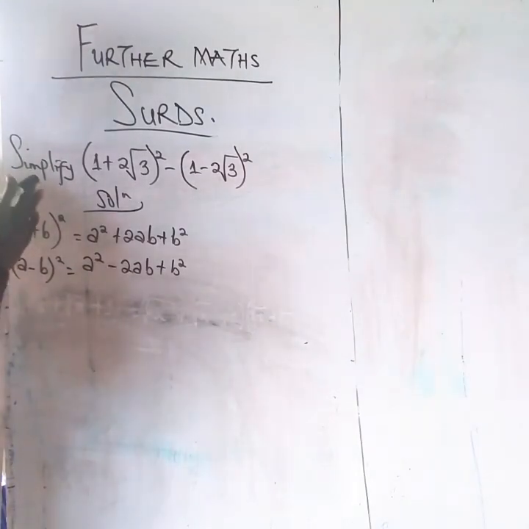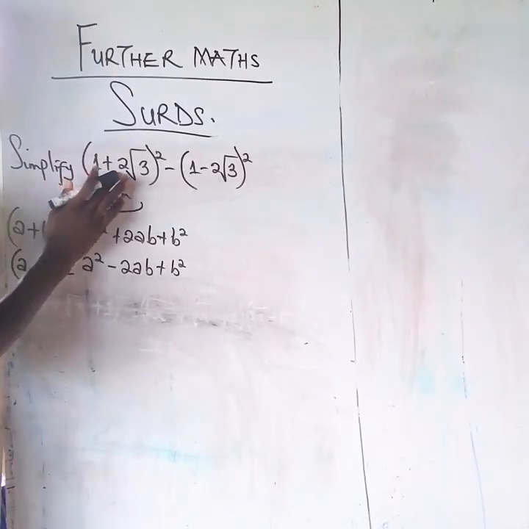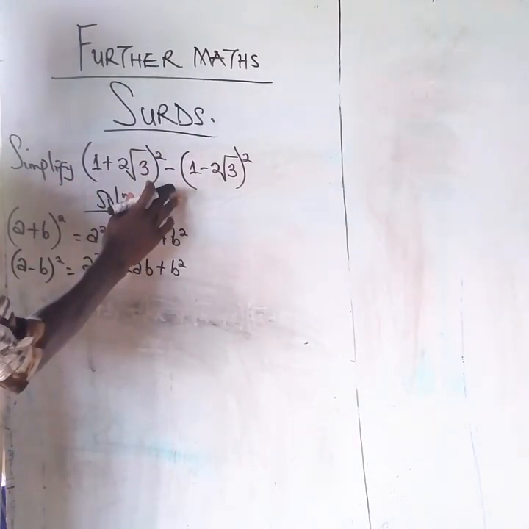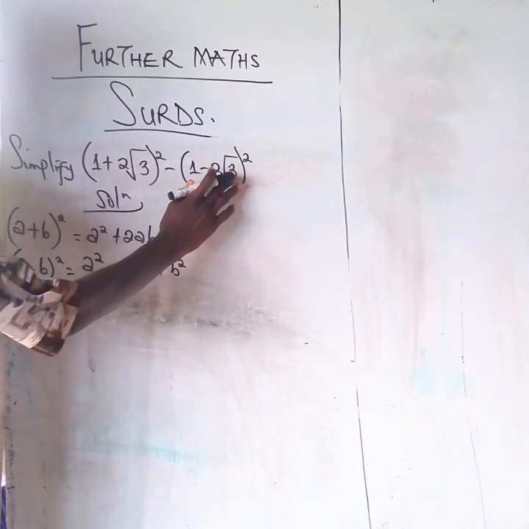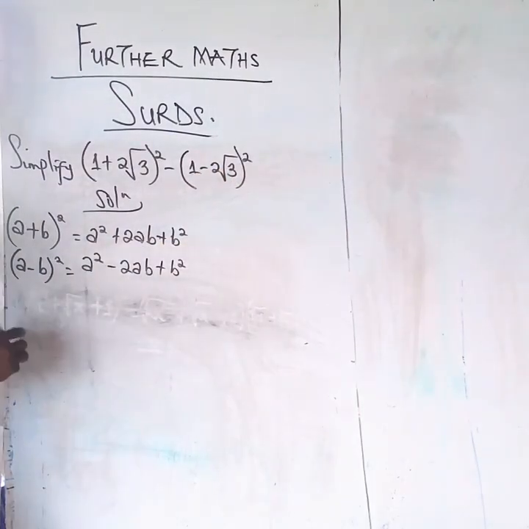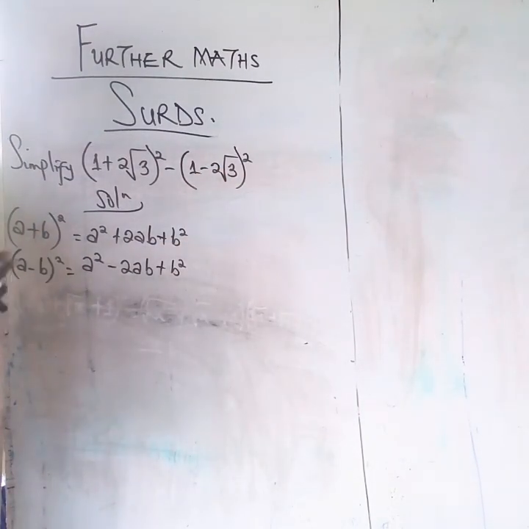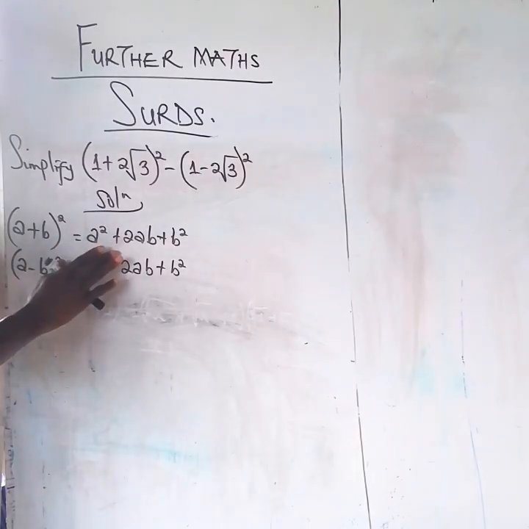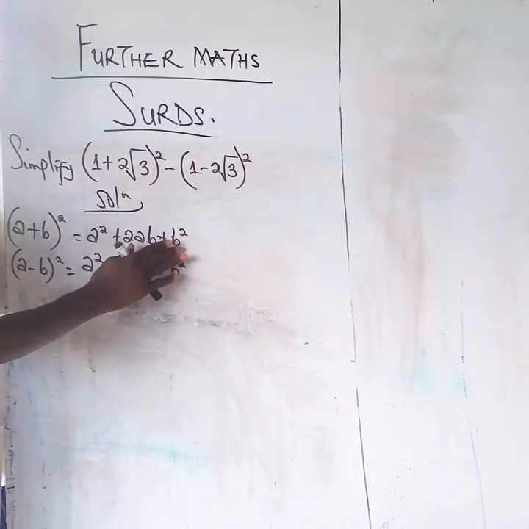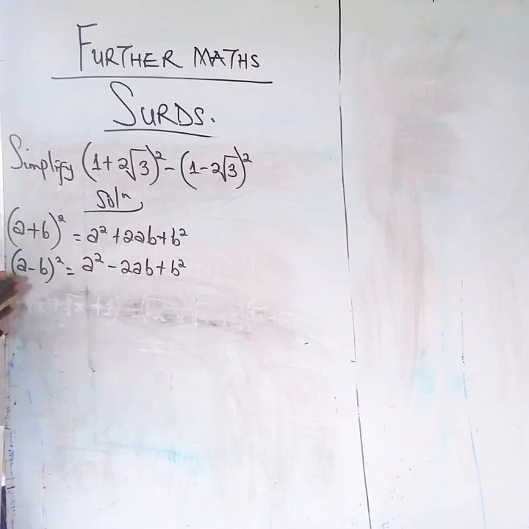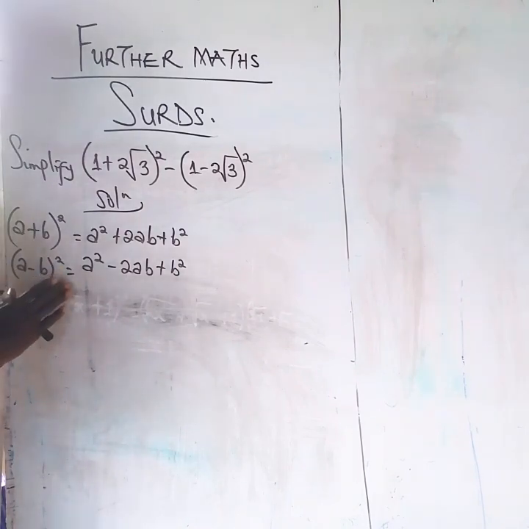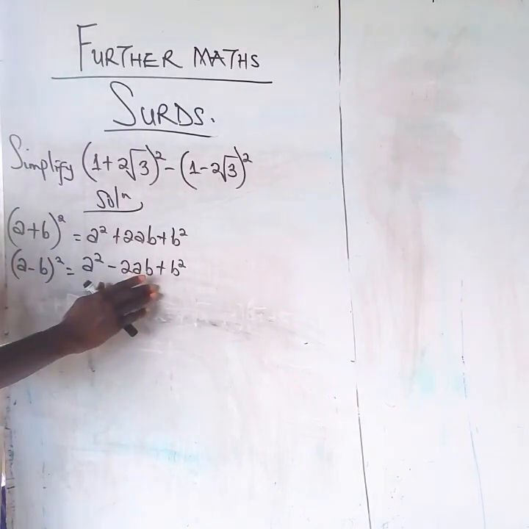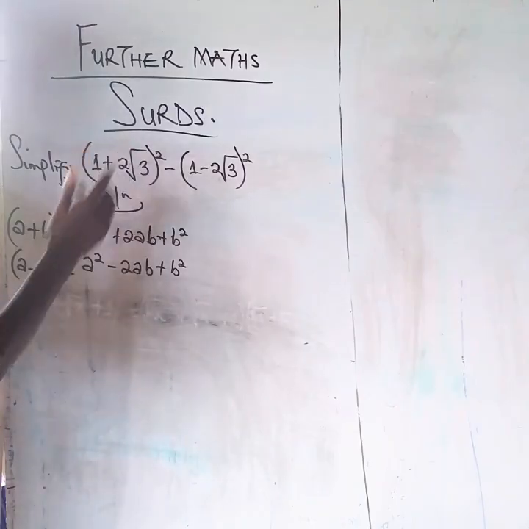Something to look at, you have simplify 1 plus 2 root 3 all squared minus 1 minus 2 root 3 all squared. Now, in expansion, if I have a plus b all squared, it will give me a squared plus 2ab plus b squared. Also, you have a minus b squared is equals to a squared minus 2ab plus b squared. So you're going to apply that.